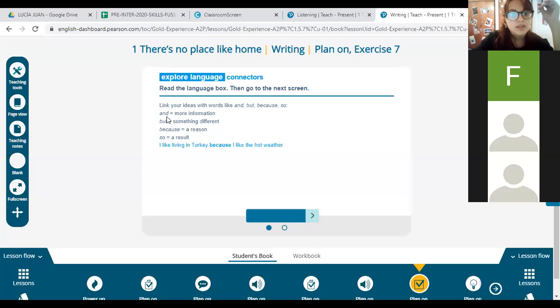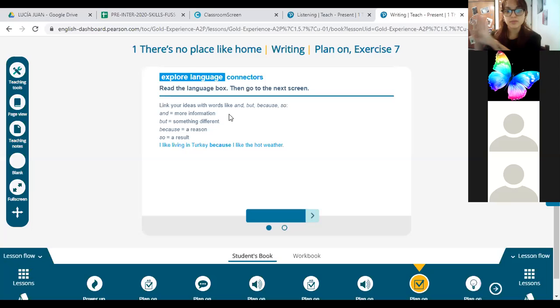So, the first connector is and. This is to add more information, right? Then we have but. We use but to introduce something different. For example, I went to Córdoba and Carlos Paz, one plus the other. And then I think they're very nice, but there were a lot of people there. It was very noisy. So here we have one idea and the other one is contrasted, right? So we use but to add a different idea.